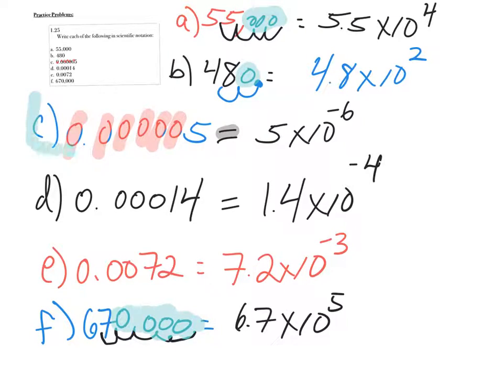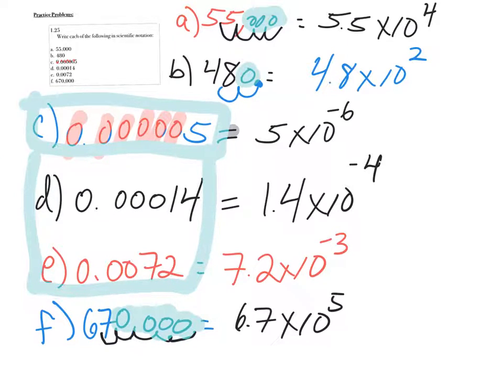Now, in problems C, D, and E, there are no rightmost zeros. So it doesn't matter. We just write 5 or 1.4 or 7.2. But for the other ones, since these three are bigger than 1, the rightmost zeros are insignificant, so you don't write them in the scientific notation.